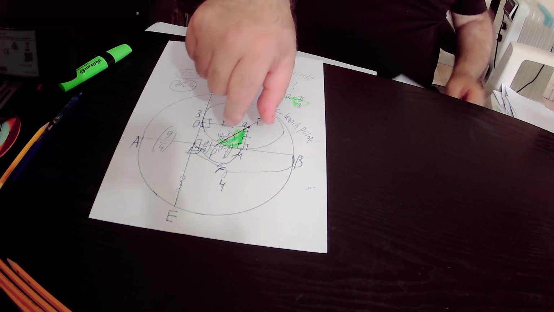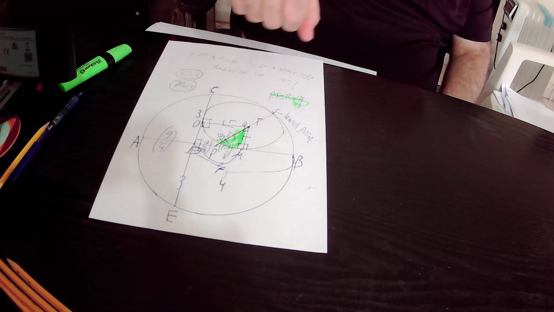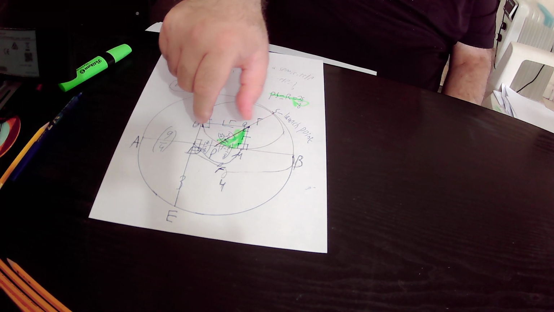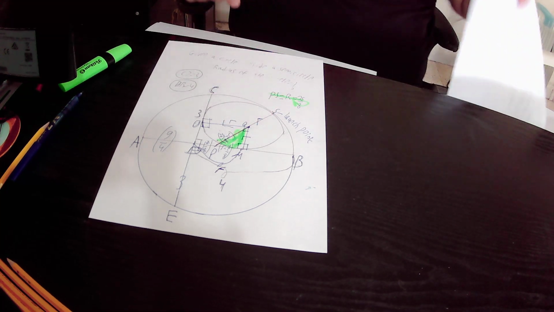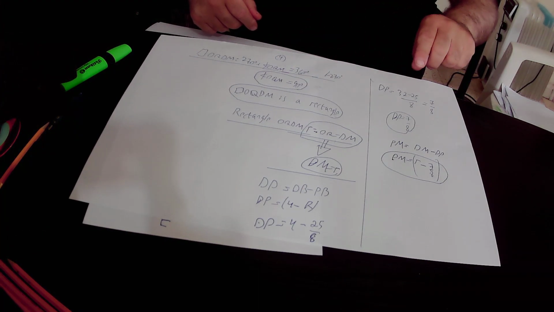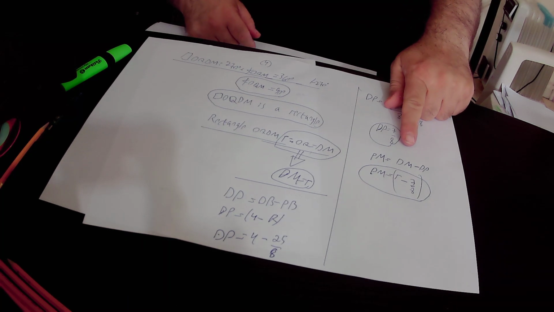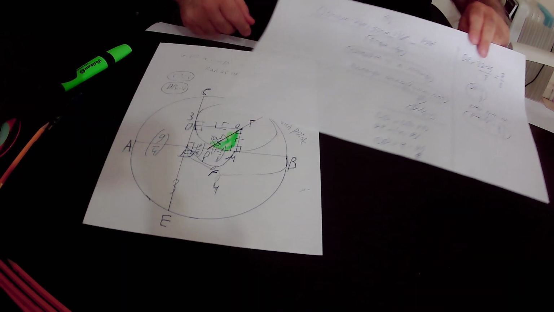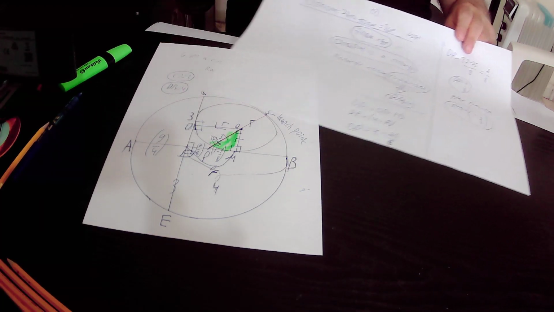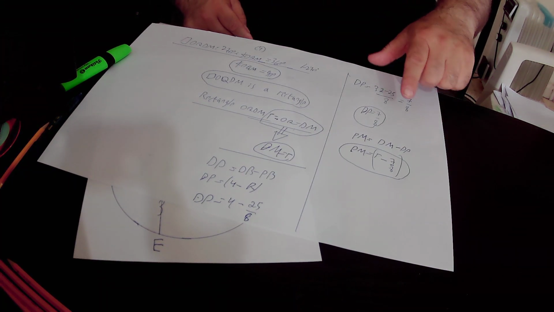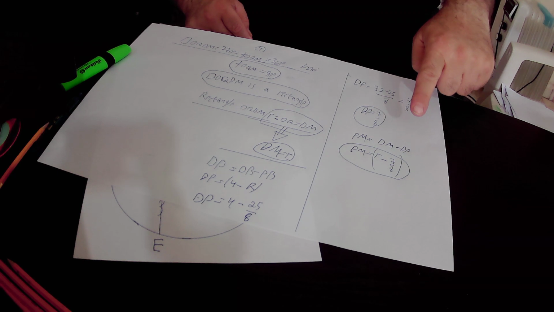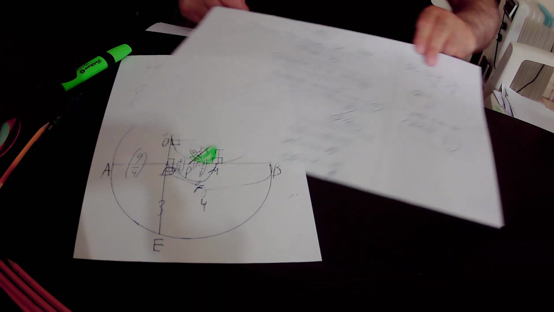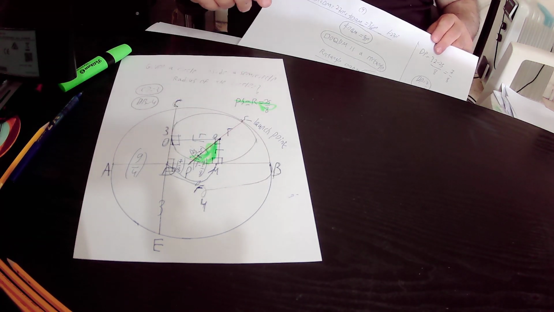And what is the value of the length of line segment PM? From the drawing it is very easy to see that PM equals DM minus DP. Again, DM minus DP equals PM. DM equals small r, the radius of the small circle. DP, we just found out, equals 7/8. So in conclusion, PM equals small r minus 7/8.